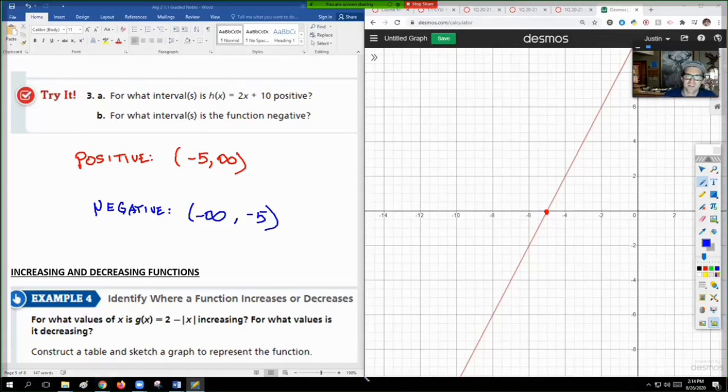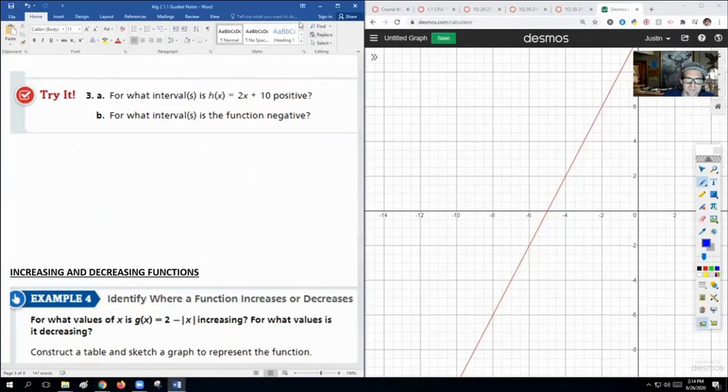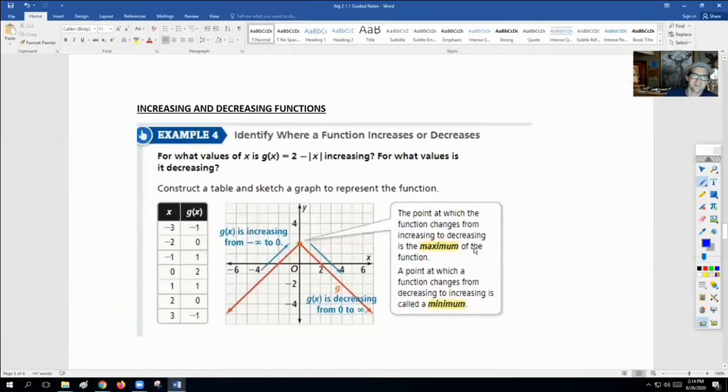The next one, a lot of people get these confused because now we're going to be looking at direction and not so much where its location is at. So we might have to draw a little bit more. So increasing or decreasing functions. Increasing functions and decreasing functions is where the graph is going up in direction and where it is going down.